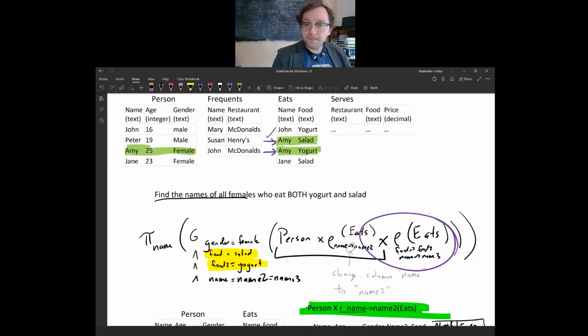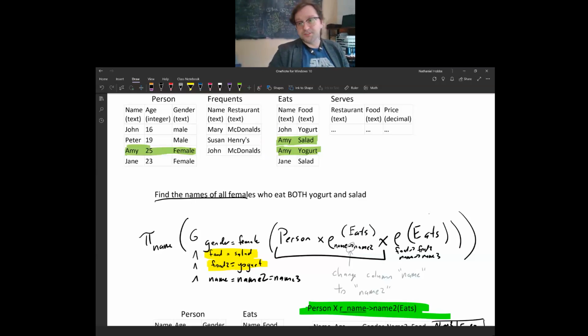So that's one way to do it. You can cross-multiply eats with itself and multiply that again by person. That way you have all of the information. And by cross-multiplying eats twice, you're allowed to make this part of the query, or part of the select statement. And then you project. Okay. So that is one way of doing it.